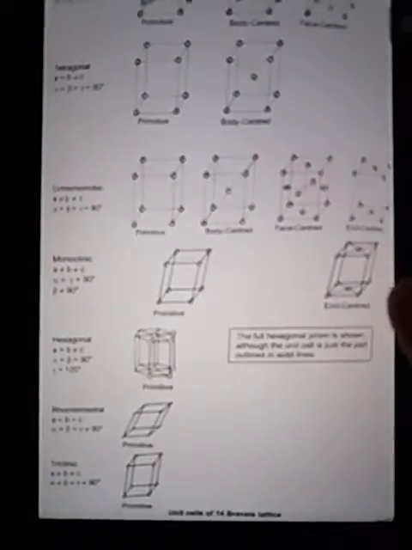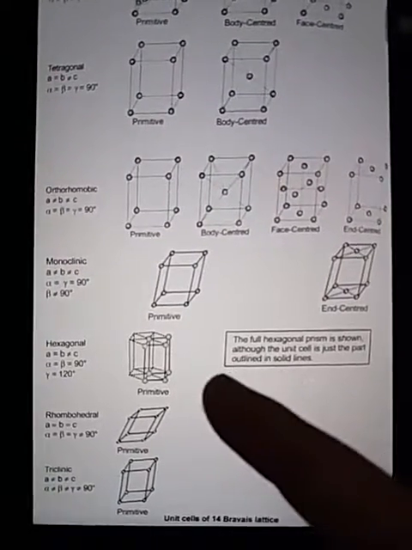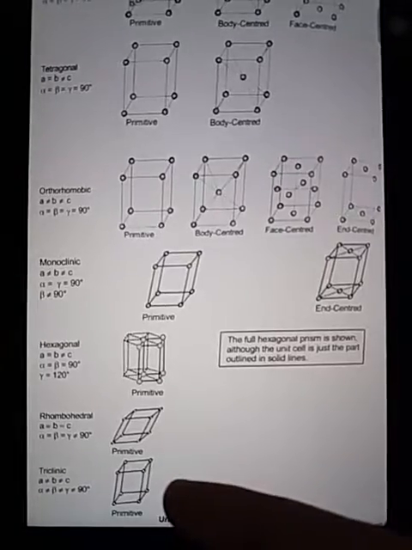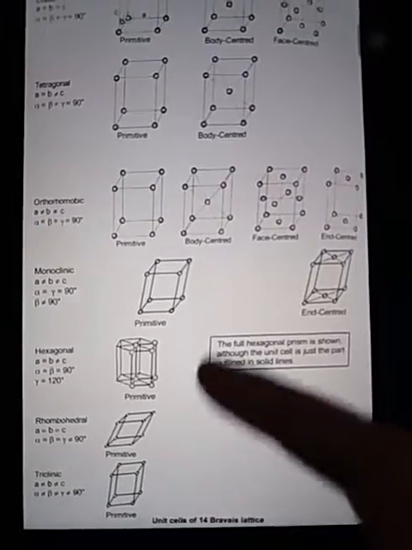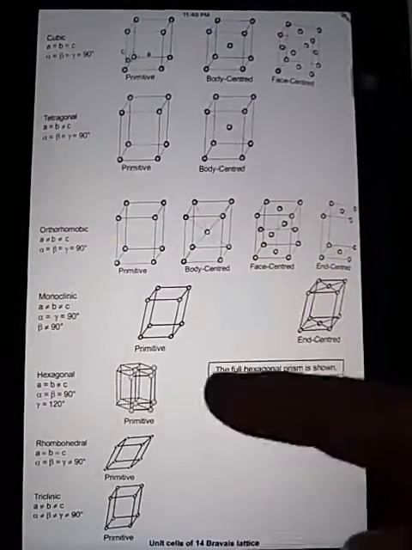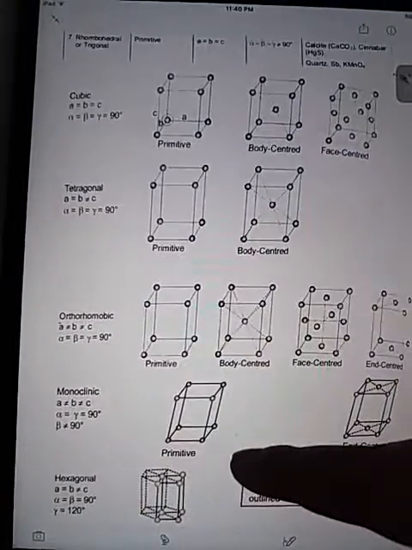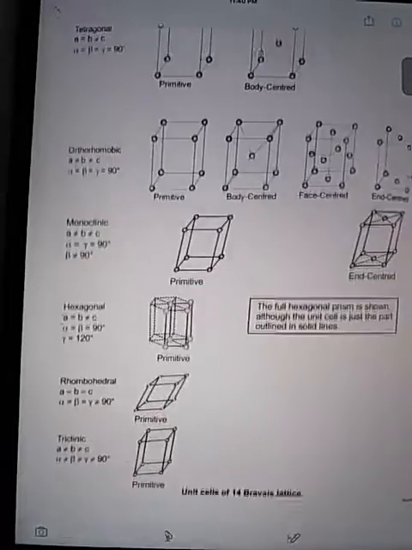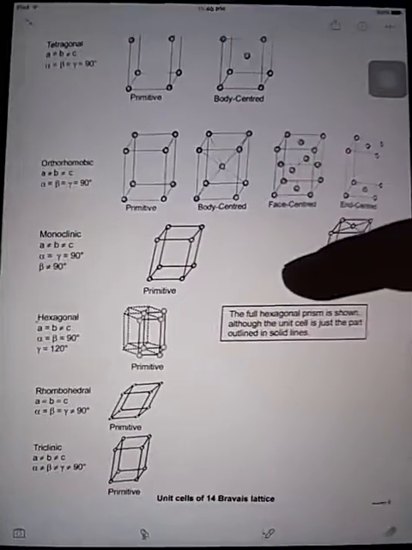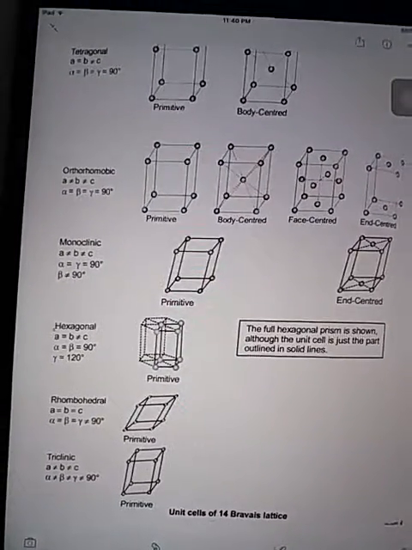Here in monoclinic, this is a primitive structure, end-centered structure. Then hexagonal, primitive, rhombohedral, primitive, and triclinic, primitive one. Okay. So these are the structures drawn for you. If you want, then you can see them all again. These are the unit cells of 14 Bravais lattices.